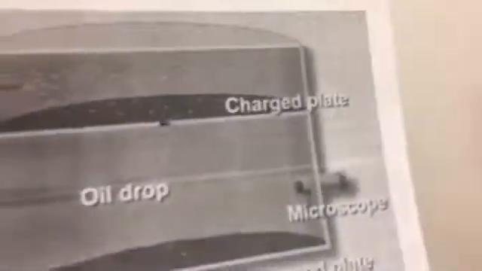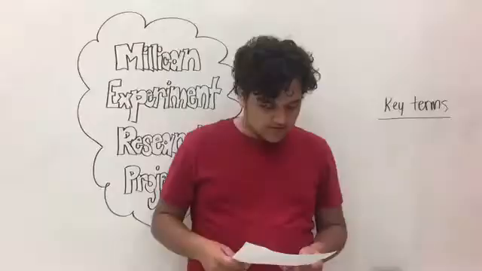The experiment was called the oil drop experiment, and it was performed in 1909 by Robert Millikan and his assistant Harvey Fletcher. The purpose of this was to measure the elementary electric charge, the charge of the electron.